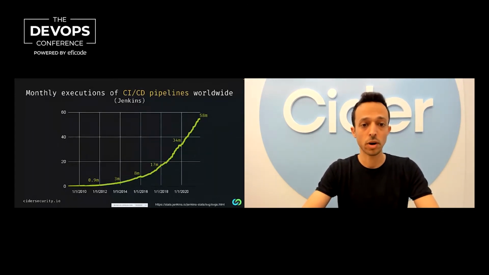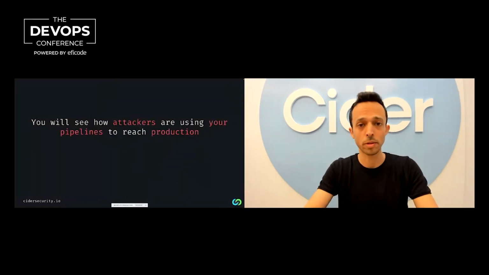And you can see in the graph that today there are 58 million pipeline executions in Jenkins instances per month, which is pretty amazing. And this number nearly doubles itself every 2 years. It's kind of the Moore's law of build systems. And hackers are aware of these statistics. So today, you will see how attackers are using your pipelines to reach production.